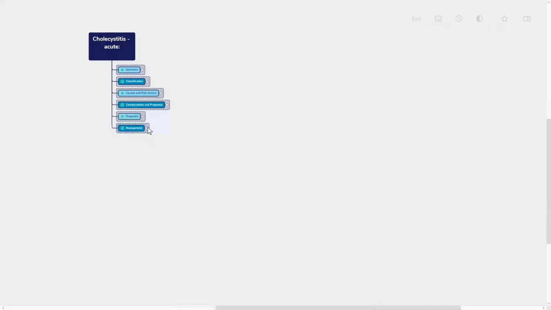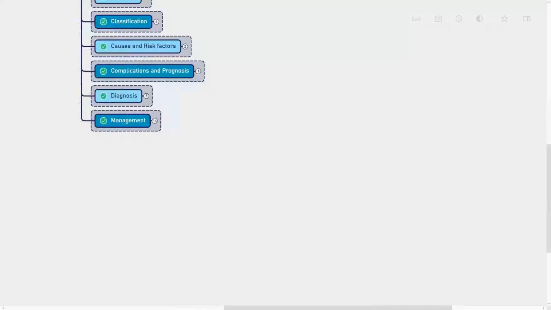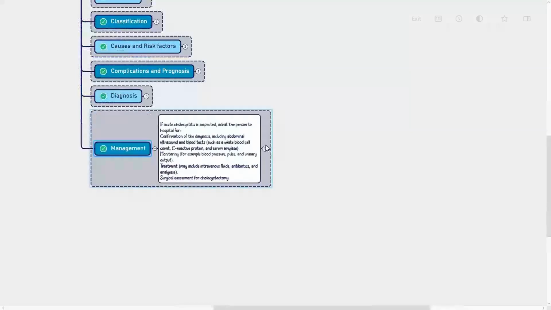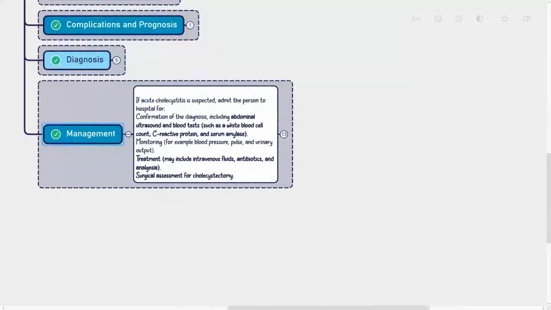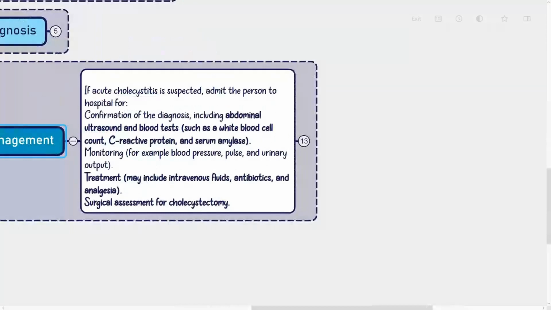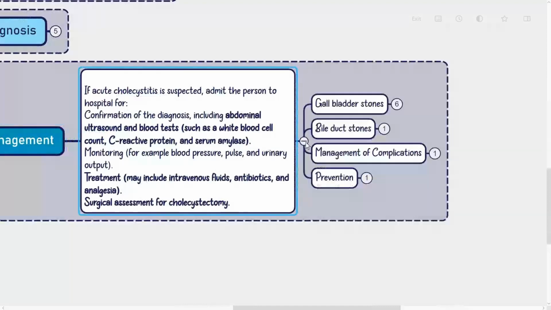Management. If acute cholecystitis is suspected, admit the person to hospital for confirmation of the diagnosis, including abdominal ultrasound and blood tests, such as a white blood cell count, C-reactive protein, and serum amylase. Monitoring, for example, blood pressure, pulse, and urinary output. Treatment may include intravenous fluids, antibiotics, and analgesia. Surgical assessment for cholecystectomy.